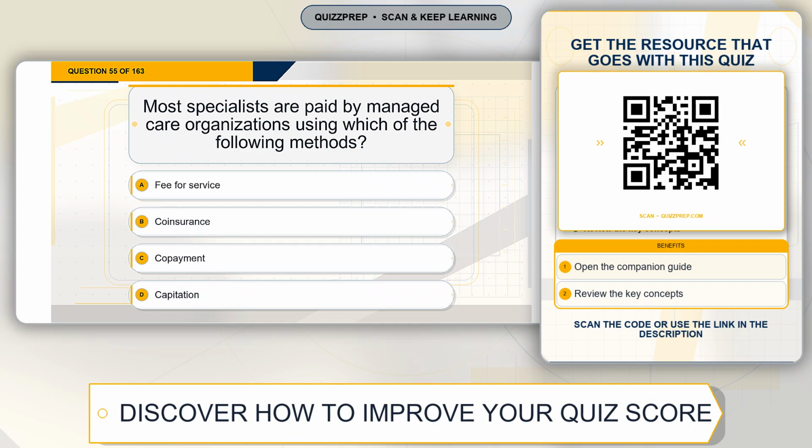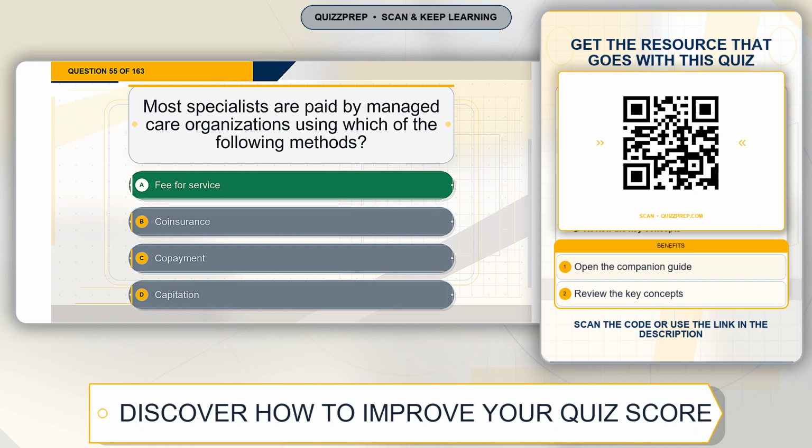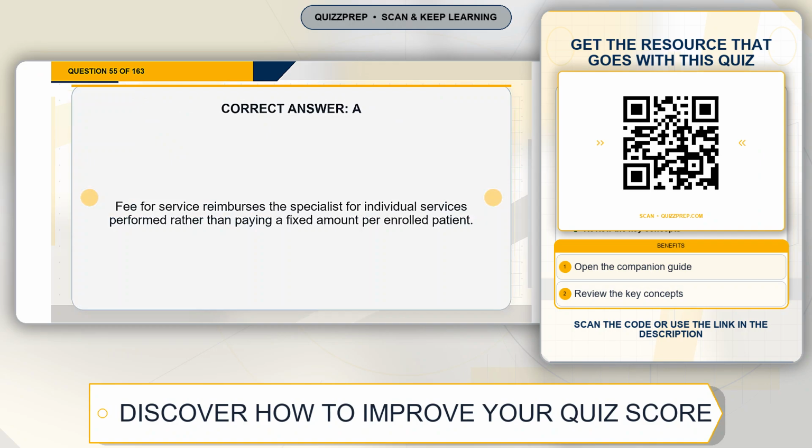Question 55. Most specialists are paid by managed care organizations using which of the following methods? Option A, fee-for-service. Option B, coinsurance. Option C, copayment. Option D, capitation. The correct answer is option A, fee-for-service. Explanation. Fee-for-service reimburses the specialist for individual services performed rather than paying a fixed amount per enrolled patient.